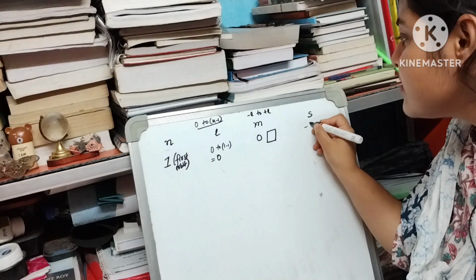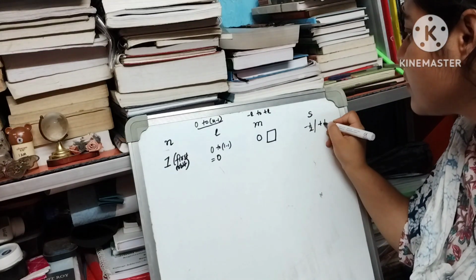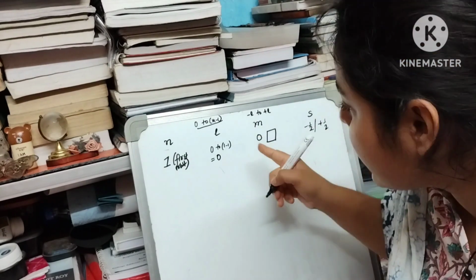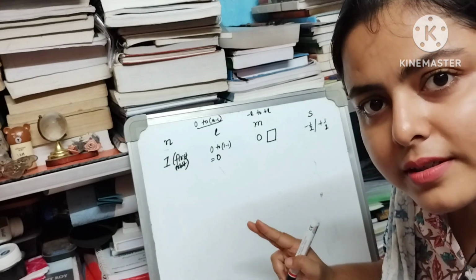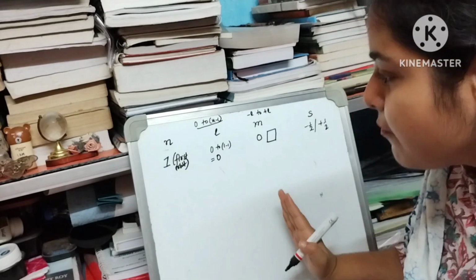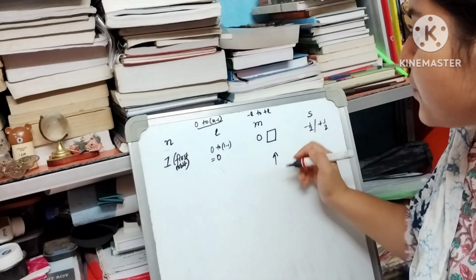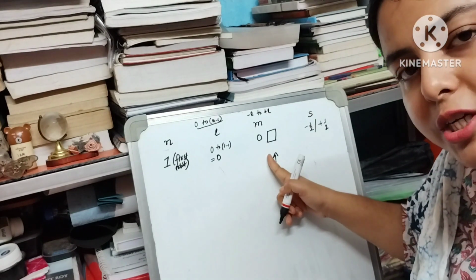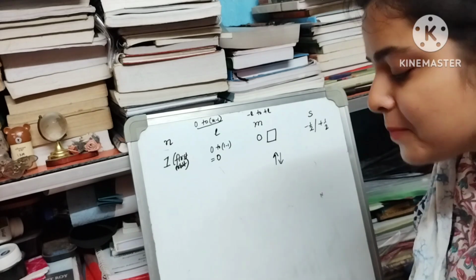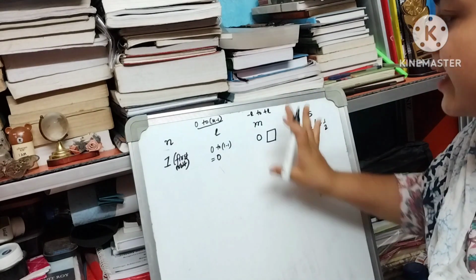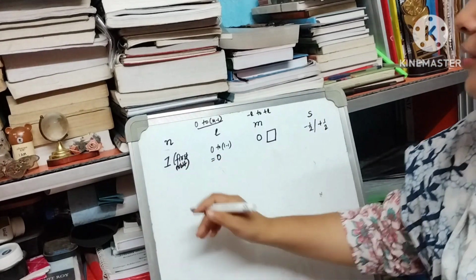And S means minus half or plus half. Now the most important thing, in each room two electrons can stay. Of course they will have different spin. If one is going upward, clockwise if we take, the other will be in anti-clockwise rotation. Clear? At first we make the chart and then we will do the configuration.